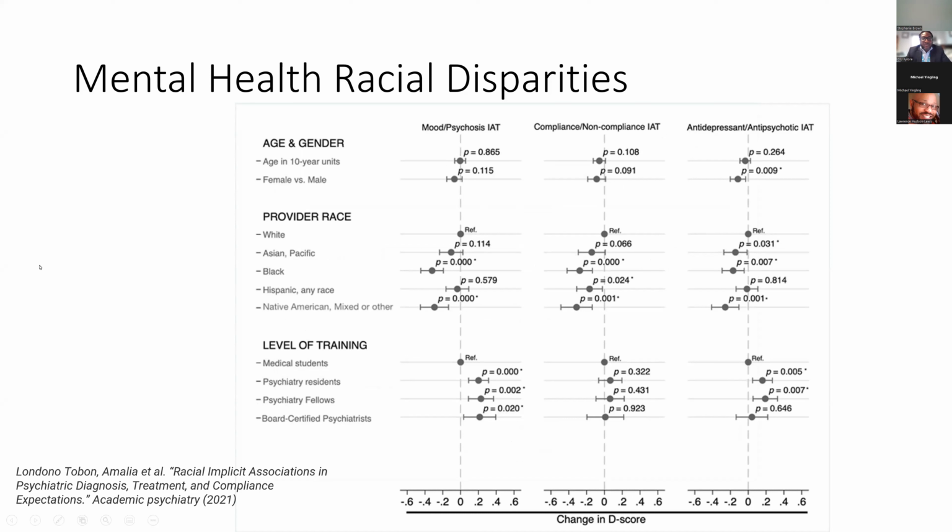So for example, if you look at this bottom row of data, medical students are the reference group. So if you were a psychiatry resident, a fellow, or board certified psychiatrist, you're more likely to see these implicit biases. Likewise, if you were Native American or Black, you were less likely to demonstrate these implicit biases.